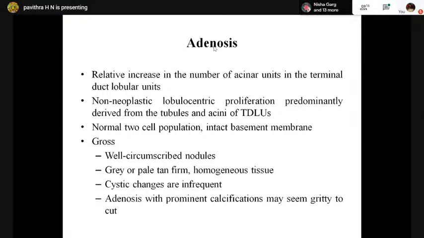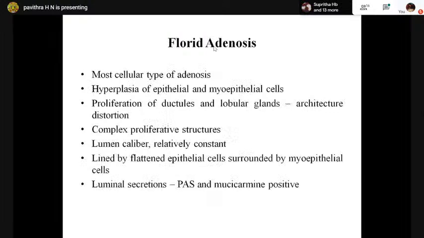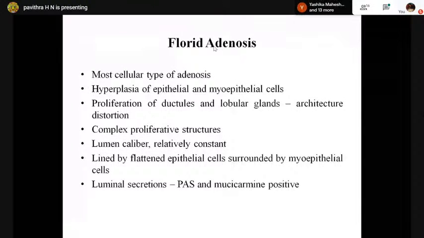So grossly, they may appear as a well circumscribed nodule, gray or pale tan, from homogeneous tissues. Cystic changes are usually not seen, and if calcification is there, they get a gritty appearance on cutting gross specimens. That is all. So to start with the different types of adenosis, let's start with florid adenosis.